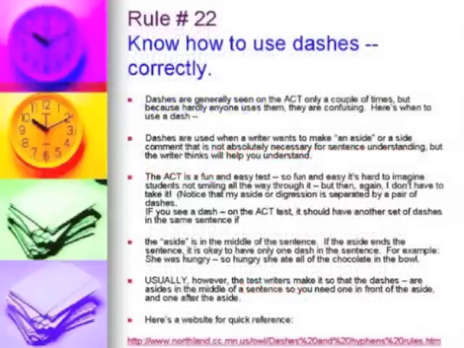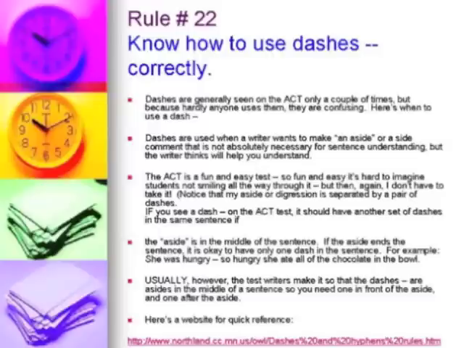Rule number 22. Know how to use dashes correctly. Dashes are generally seen on the ACT only a couple of times, but because hardly anyone uses them, they are confusing. Here's when to use a dash. Dashes are used when a writer wants to make an aside or a side comment that is not absolutely necessary for sentence understanding, but the writer thinks will help you understand.